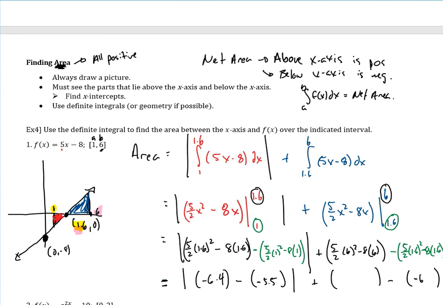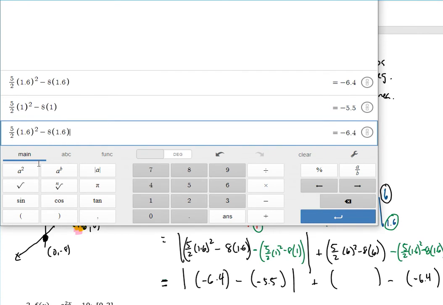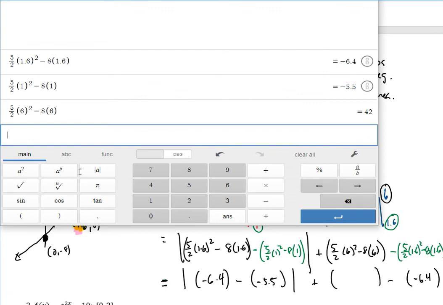Okay, so let's put that in. So negative 6.4. And then one more, where now, again, I'm just going to copy and paste. So there it is. But I need to change it to just 6. So let's get rid of that. There it is. And then we'll press enter, and we see it's 42.